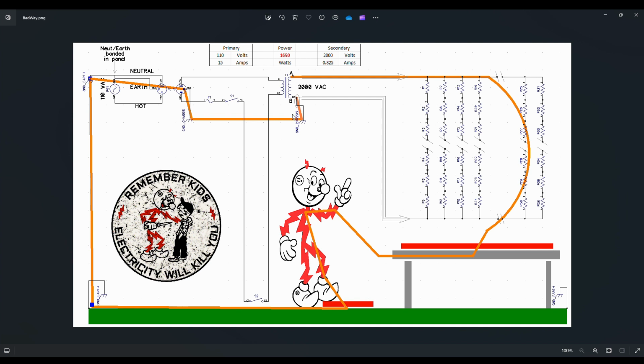Now, real quick here, what will be consistent about every accident that's related to this is the current path that I'm tracing out now, back here to ground, right to ground at this point. What will change like crazy is the path through which the current leaves the board that you're working on and somehow gets to your body. Doesn't have to go through the table.